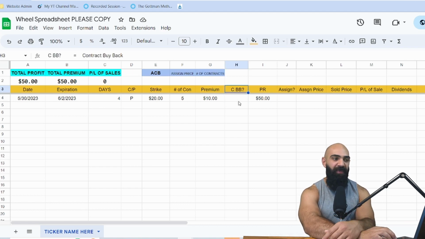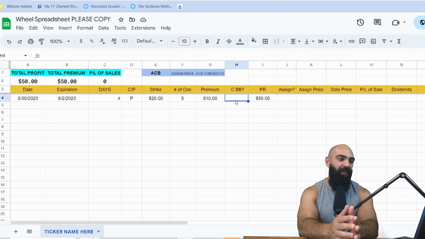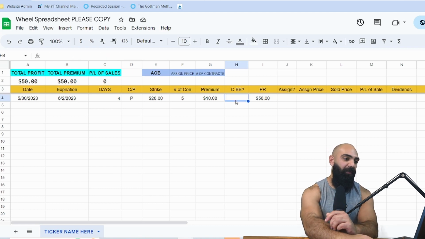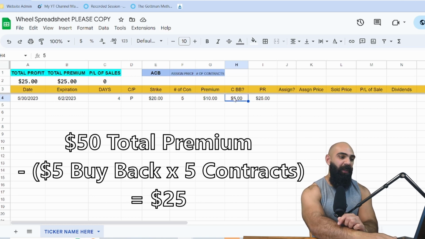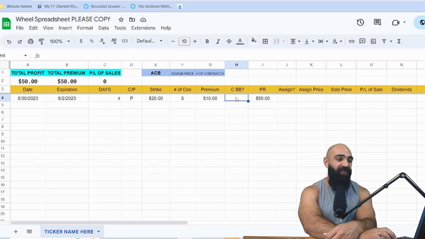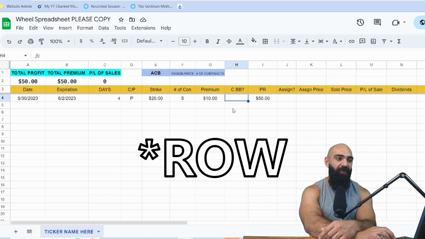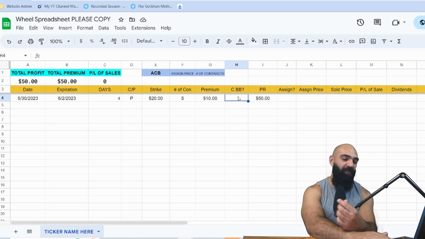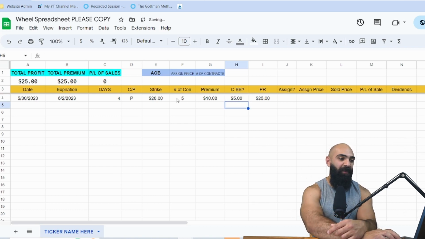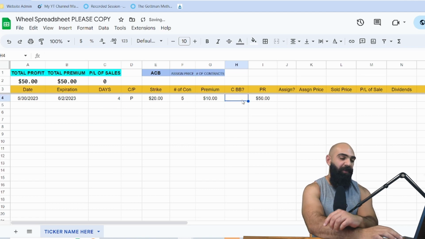Now, I skipped this because this is a contract buyback. See, contract BB, buyback. So let's say if on this trade I bought out at $5 per contract, it's going to do $5 times 5 because you had 5 contracts, and then it's going to deduct to $25 because you originally had 50. Now, the limitation with this is if you only bought back 3 contracts and not 5, you're going to have to make a separate column to do that. But generally for me, I always do all the contracts together. So I'm multiplying the contract buyback with the number of contracts from this column. So that's just the limitation of this, just so you keep in mind.